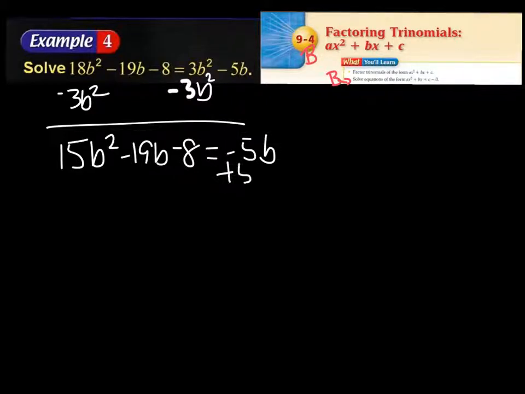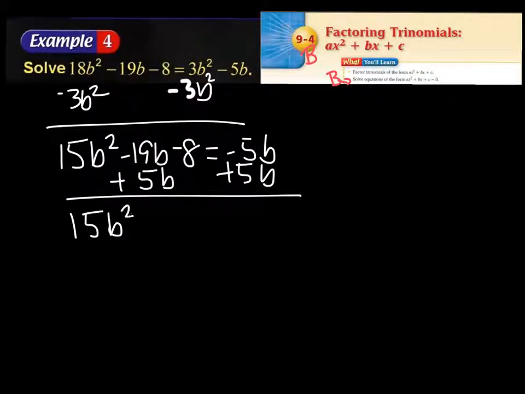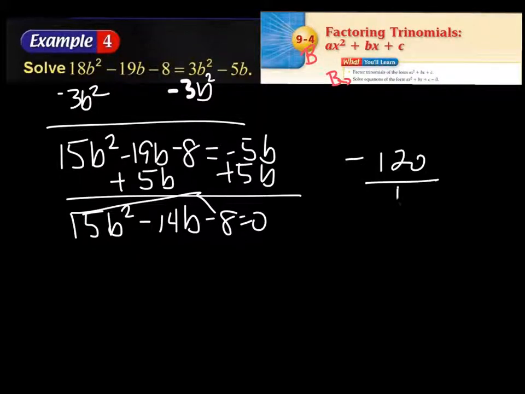And I'm going to add 5b to both sides. You could have done both at once, but I didn't want to confuse someone. Negative 19 plus 5b, negative 14. So we are looking for factors of 15 times negative 8, so negative 120, that give us a sum of negative 14. So I'm going to look for a difference of 14 in my factors.